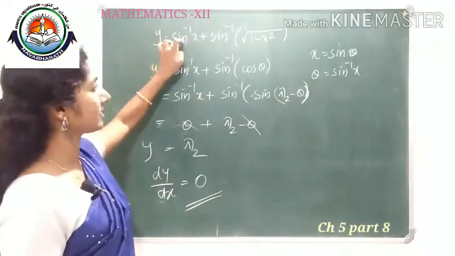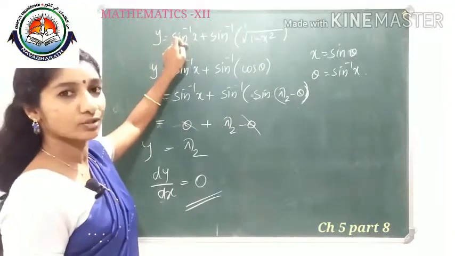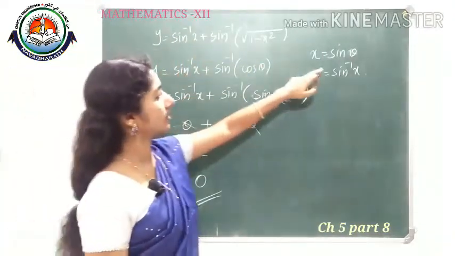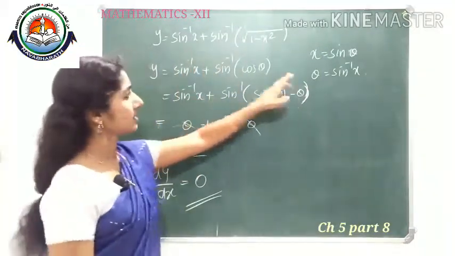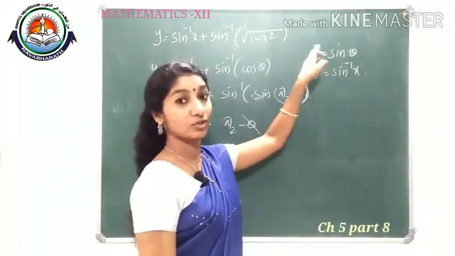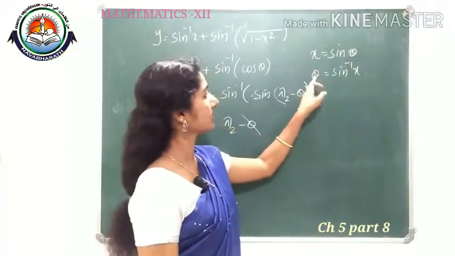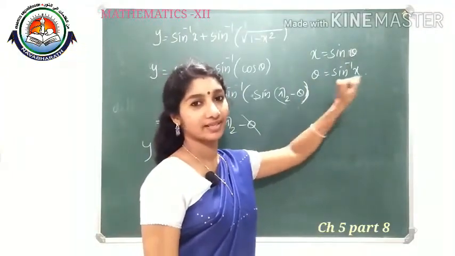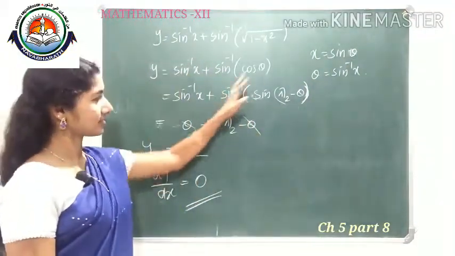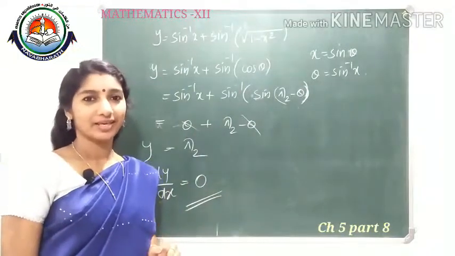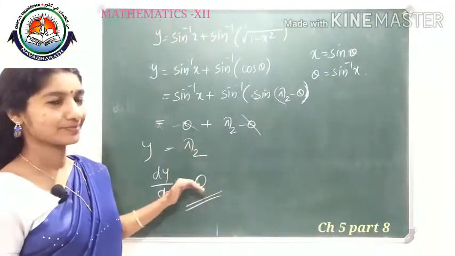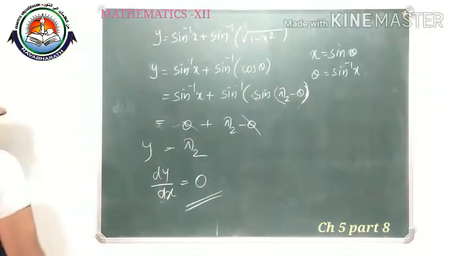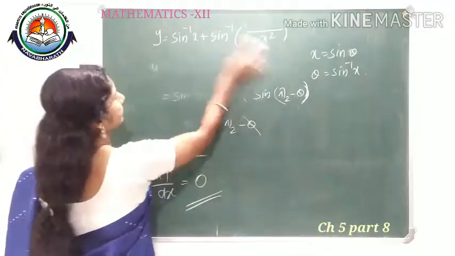At the start itself you can give sin inverse of x equal to theta. It is better to give sin inverse of x itself, because sin inverse of sin theta is easy. The substitution x equal to sin theta is good because theta equal to sin inverse of x we can give directly here. Okay, so like this you do. Then the derivative of pi by 2 is 0. Clear? Then one more question.